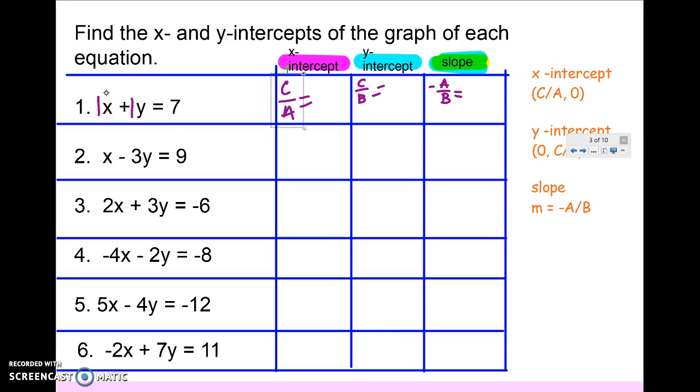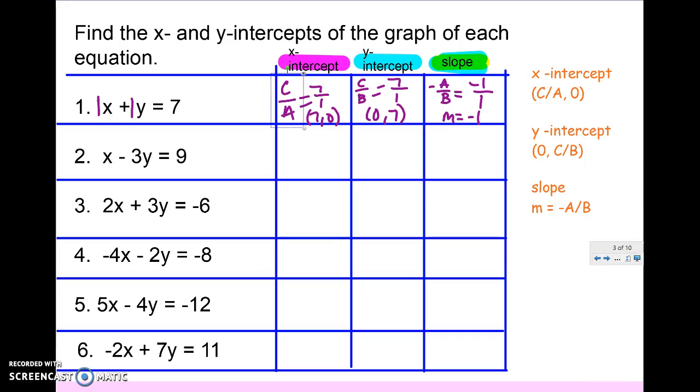So c over a is 7 over 1, which gives me 7, 0 for my x-intercept. C over b is 7 over 1, which gives me 0, 7 for my y-intercept. And then negative a over b would be negative 1 over 1, which is also 1. So my slope is negative 1. Formulas are also here over at the side.